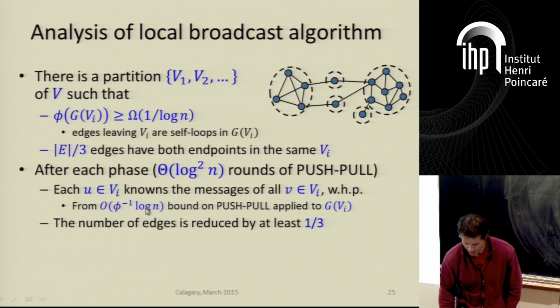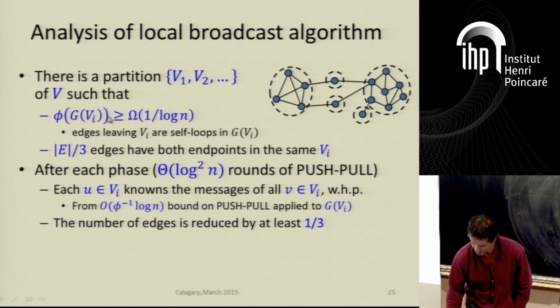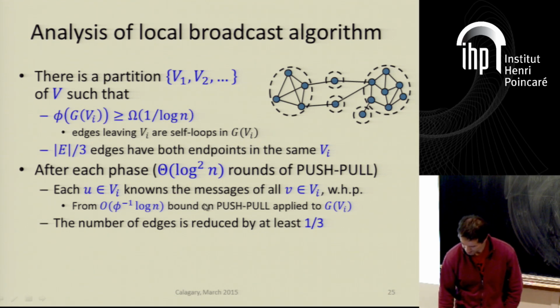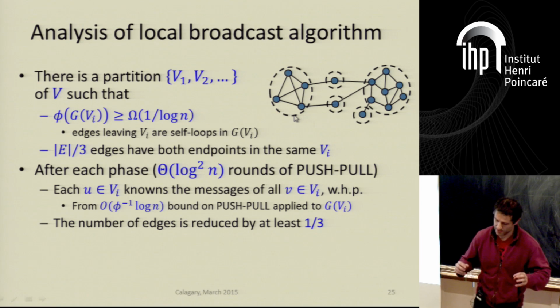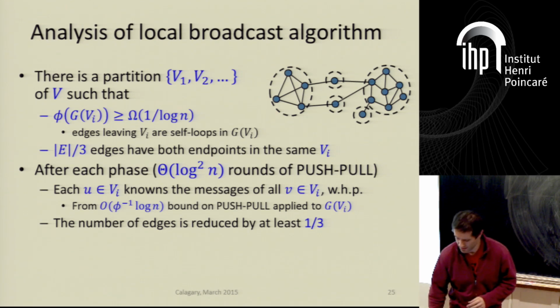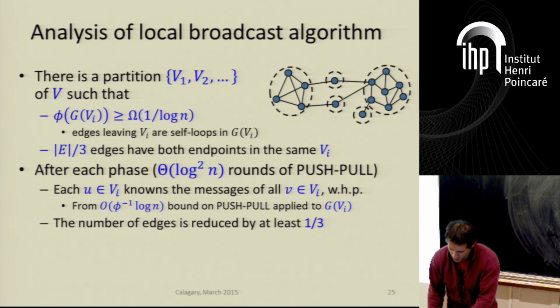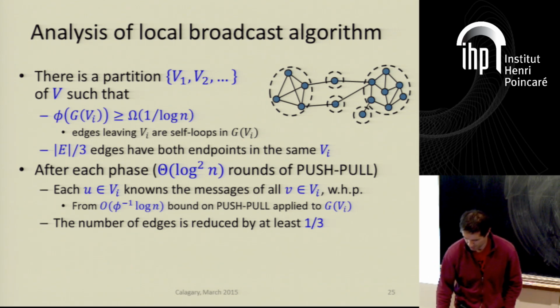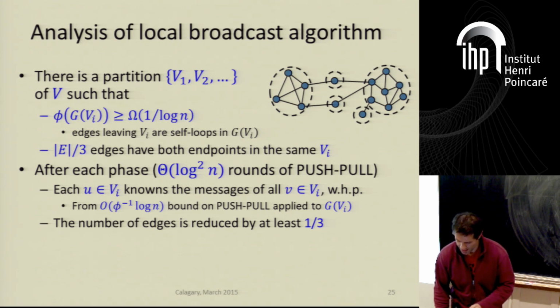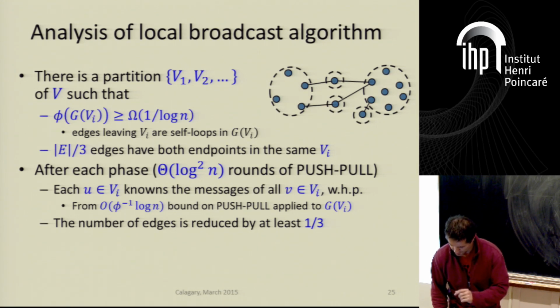Here is where we use the log n over phi bound. The log square n is just the log n over this conductance here. And at the end, all the edges inside clusters are removed, and additionally more, so we're left with no more than 2/3 of the number of edges we had before. So this is what happens after the first phase. And then we repeat the same thing for the remaining graph.